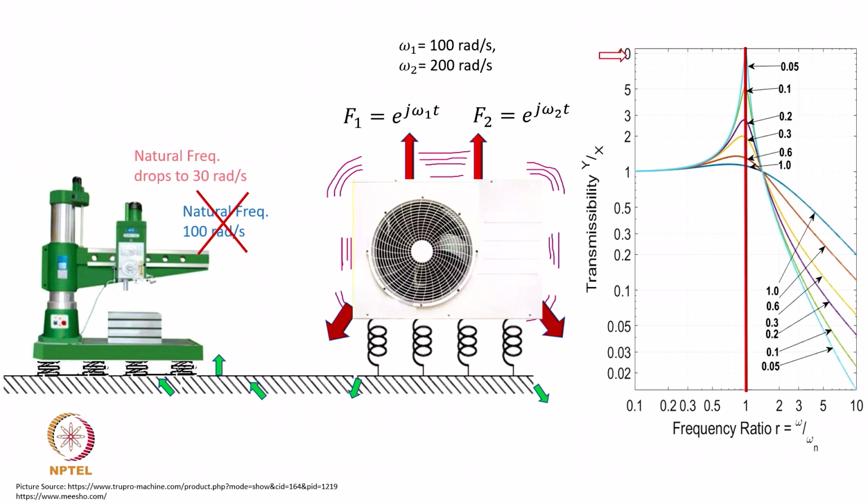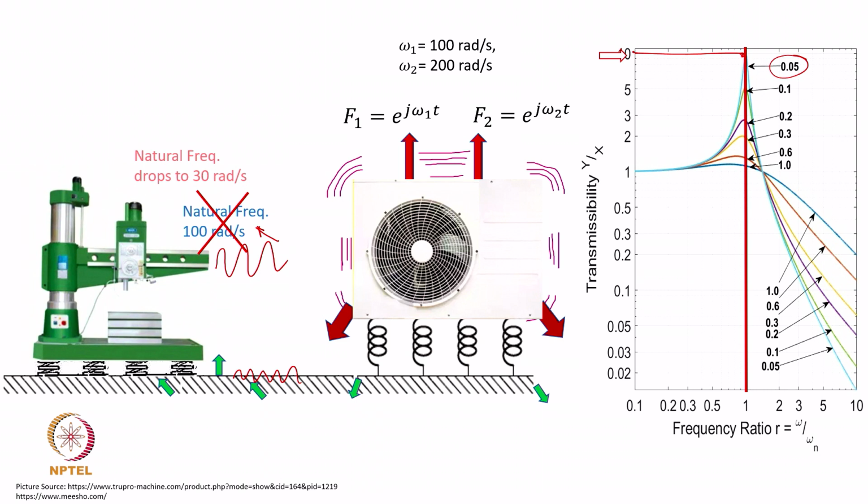So, initially, when you are operating with the original natural frequency with a damping ratio of, let us say, 0.05, you are operating with a transmissibility Y by X of 10. So, for each 1 unit excitation, even if it was 1 micron, that 1 micron was creating a 10 micron amplitude here.